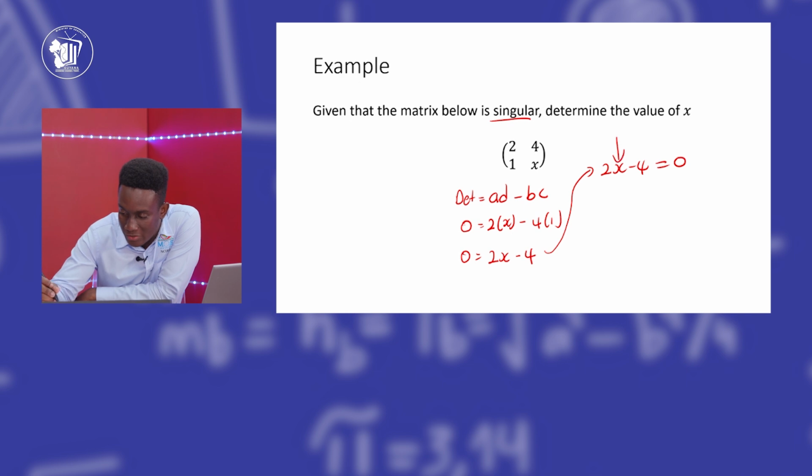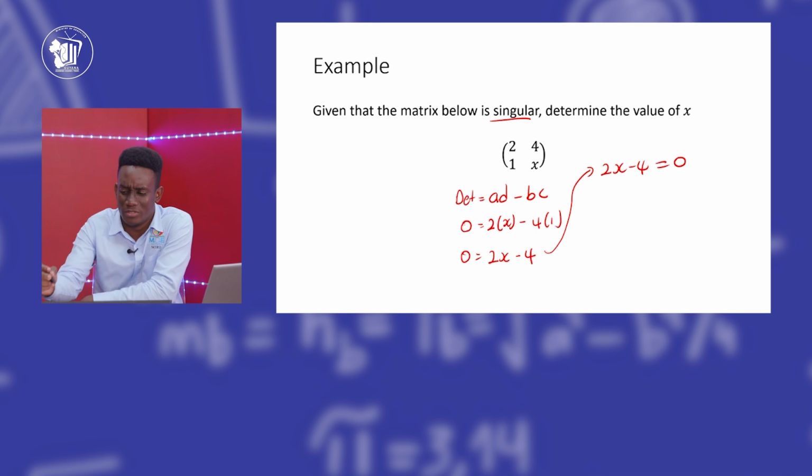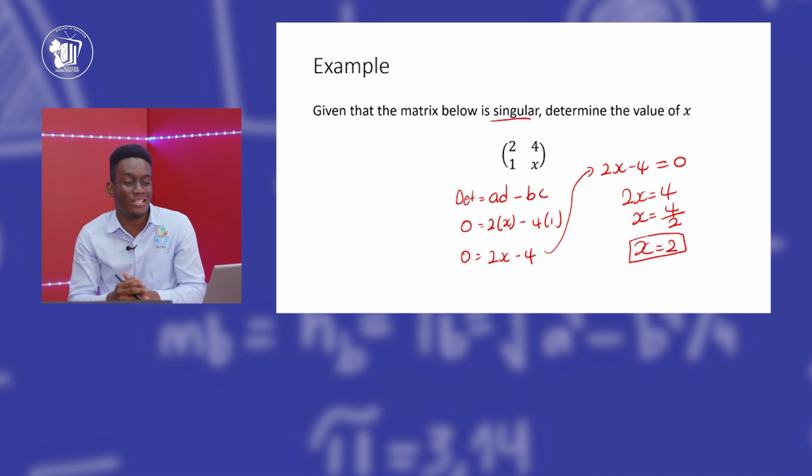So to find the value for x, all we have now is a simple equation. So we just solve. We know this 4 is subtracting, so when we take it over, it will add. So we'll have 2x is equal to positive 4. And this 2 is multiplying x, so when we take it over, it will divide. So we'll have x is equal to 4 divided by 2. So x will be equal to 2. So that is the value of x, and we can find that because the matrix is singular.